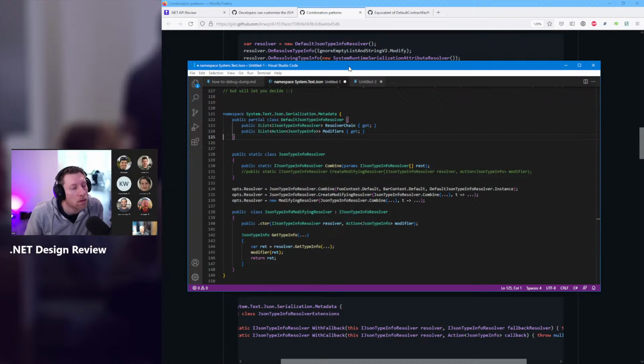So, as mentioned, you lost me at the first part. Like, why does this follow from this design? So by exposing combination patterns as properties in the default JSON type info resolver, you're effectively attaching them to a class that is marked as requires unreferenced code. Oh, I see what you're saying. Yes. So you're not opposed to these two properties. You're just opposed to tying them to the default one. So I would say that.